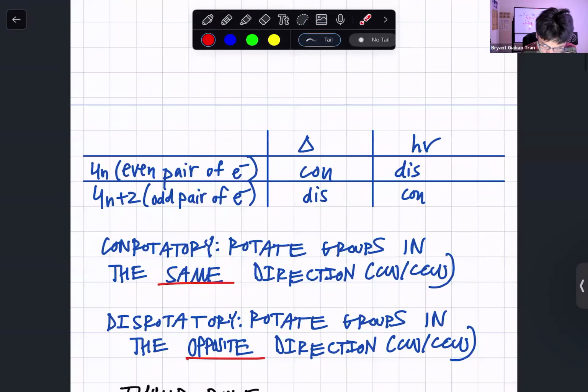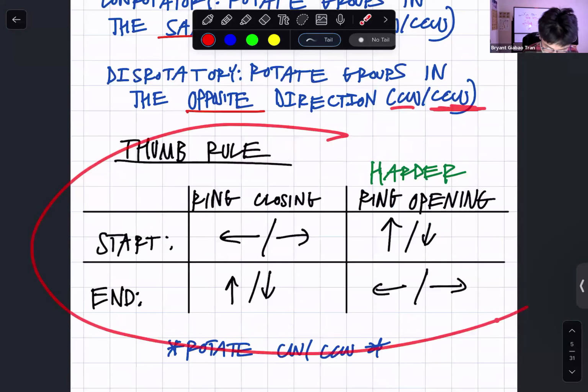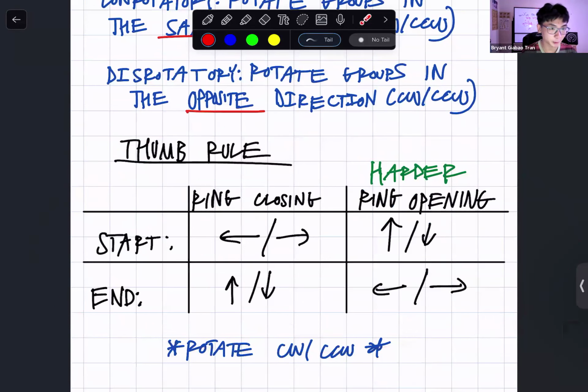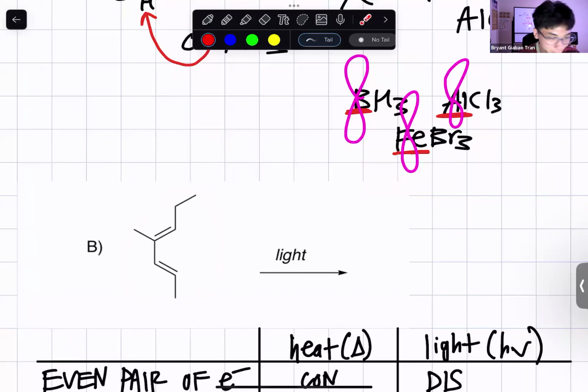So what conrotatory means is that you're going to rotate your groups in the same direction. And the direction that we are referring to is clockwise or counterclockwise, CW or CCW, right? Disrotatory is going to mean that we're going to rotate the groups in opposite directions, right? Opposite directions in terms of clockwise or counterclockwise. And here's the thumb rule that you could use to help predict the product if you're ring opening or ring closing, and where to start your thumbs. Like, is it going to start horizontally, like this? Or is it going to start vertically like this, right? The arrows here are representing the thumbs. Okay, so looking at this reactant here, do you guys think we are ring opening here or ring closing here?